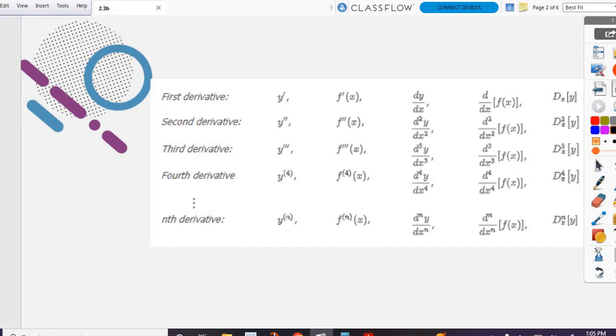Same equation? Yeah, same power rule, product rule, quotient rule, all of that stuff still applies. I'm just taking the derivative of the derivative. It's a new equation that you are making. Correct.